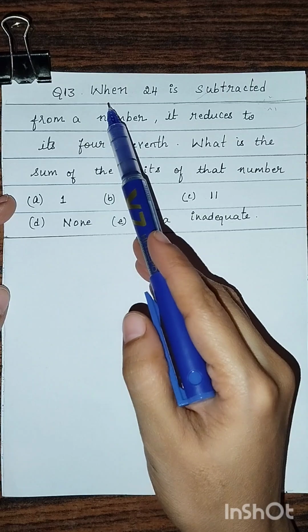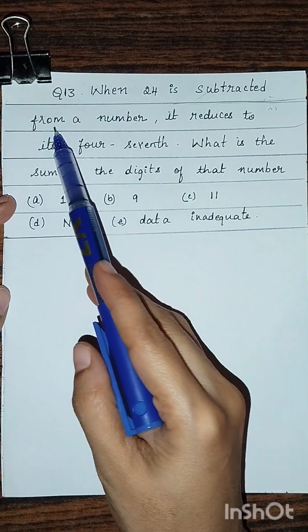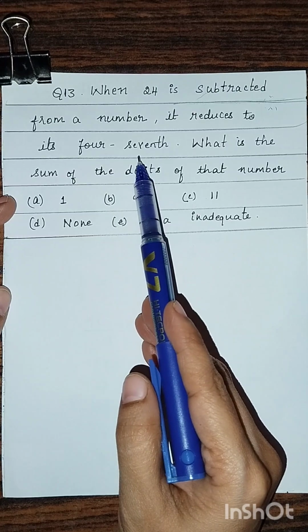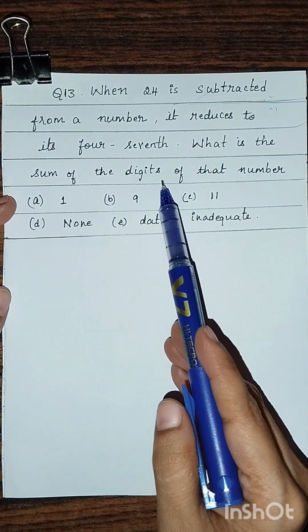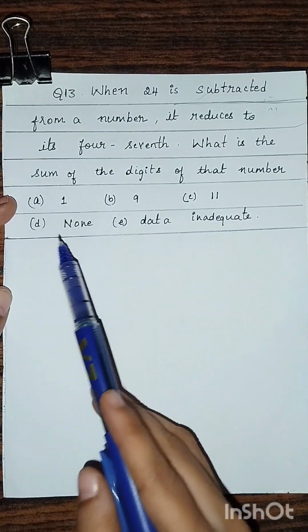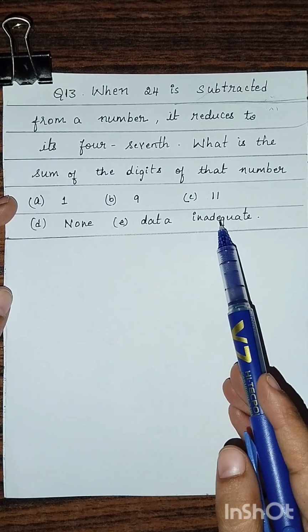Question number 13. When 24 is subtracted from a number, it reduces to its 4/7. What is the sum of the digits of that number? 1, 9, 11, none, data inadequate.